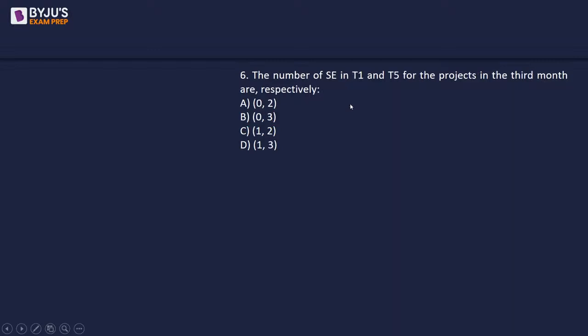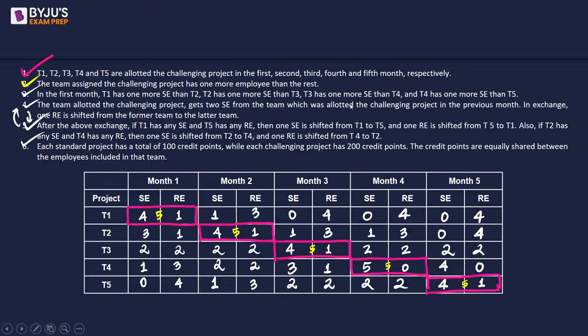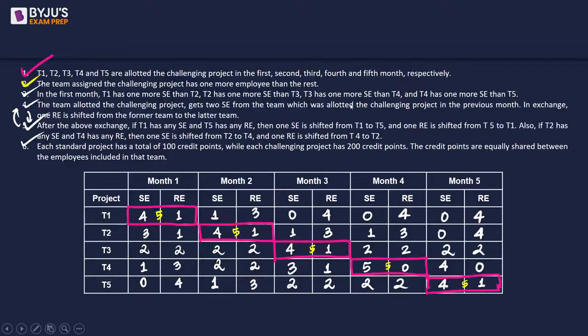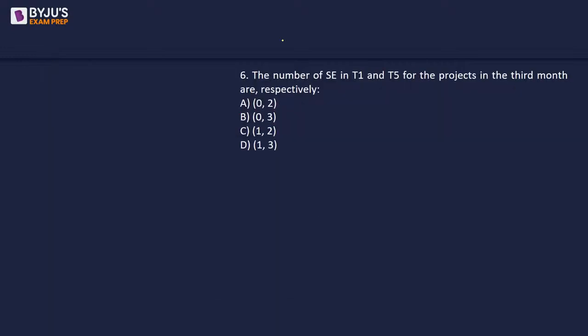Okay. Next, the number of SE in T1 and T5 for the projects in the 3rd month are. So we'll go to 3rd month, we'll look at SE, we'll look at T1 and T5. T1 and T5, 3rd month SE, it's 02. So 02 हो जाना चाहिए.